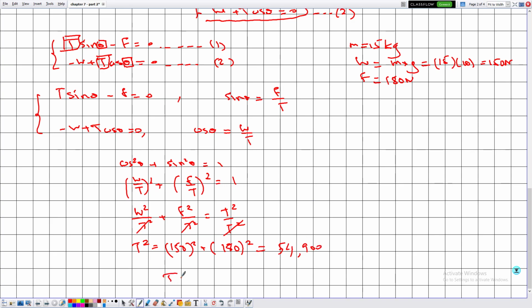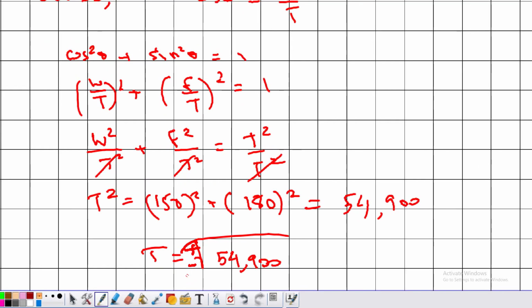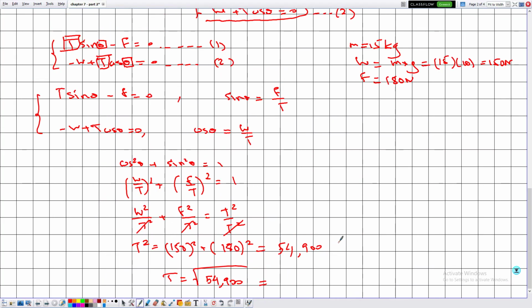So the value of T is the square root of this. Notice that here the square root gives us two solutions, plus and minus, but we are always interested in the positive solution. So the square root of this number is almost 234.31 newtons. So the value of T is given by 234.31 newtons. Okay, so this is the value of T.